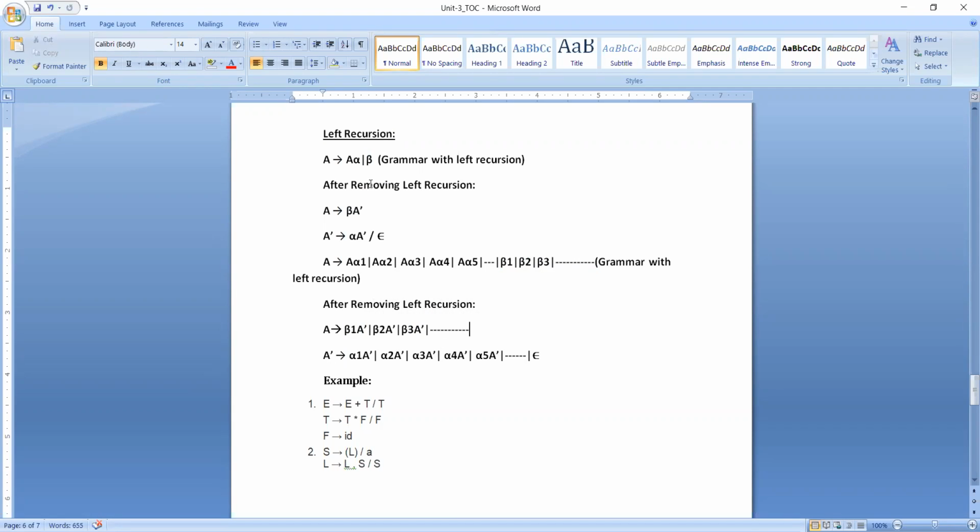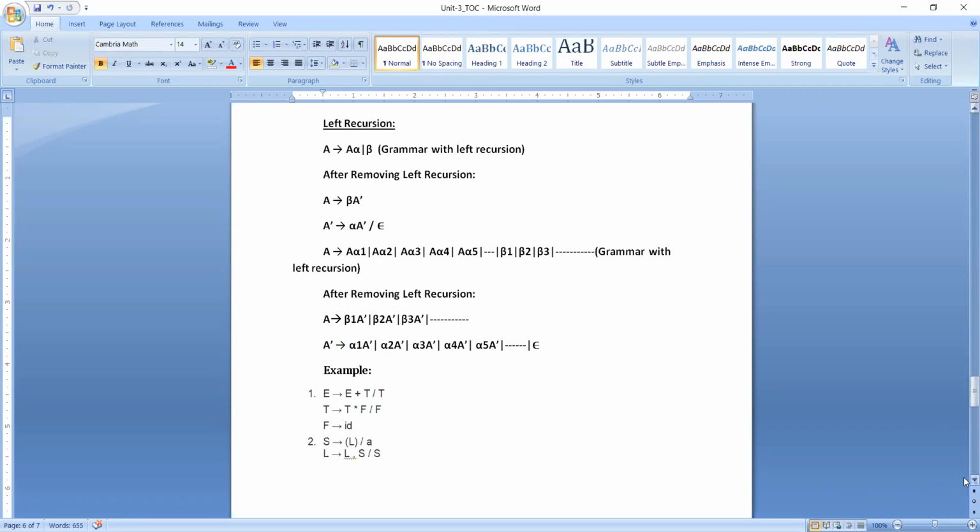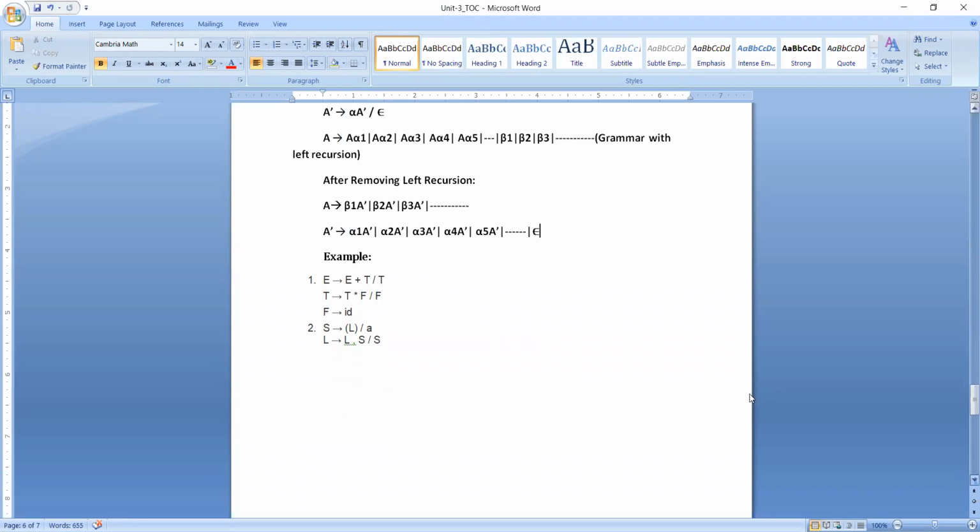Coming back to the A dash productions, in the above case we have only a single alpha, so we wrote alpha A dash or epsilon. But here we have multiple alphas. That is the reason we get alpha 1 A dash, alpha 2 A dash, alpha 3 A dash, alpha 4 A dash and so on, followed by epsilon. This is how we remove the left recursion present in the grammar. Now let us take one simple example. We have two examples over here. Now we try to remove the left recursion present in the grammar.